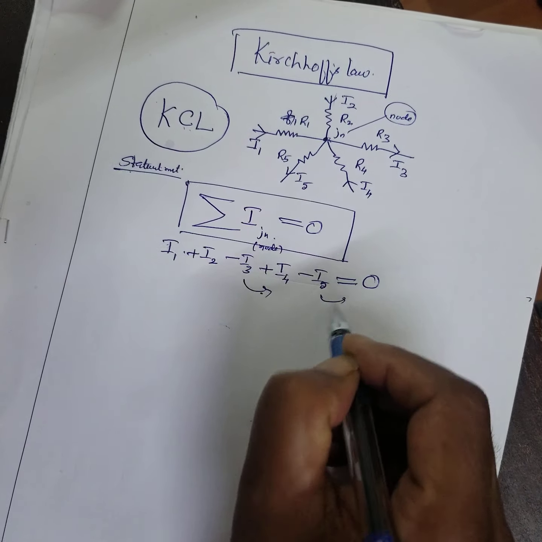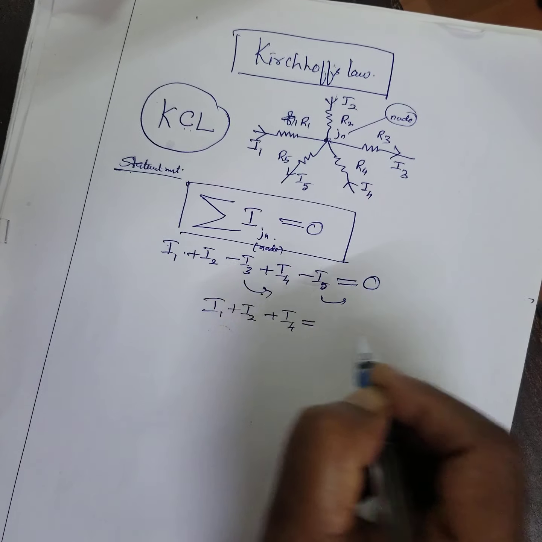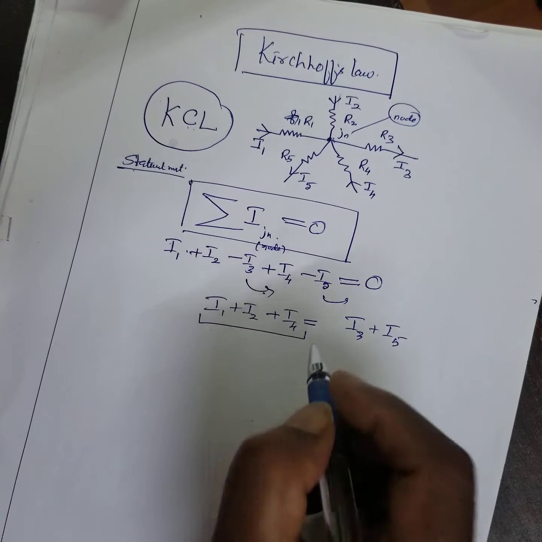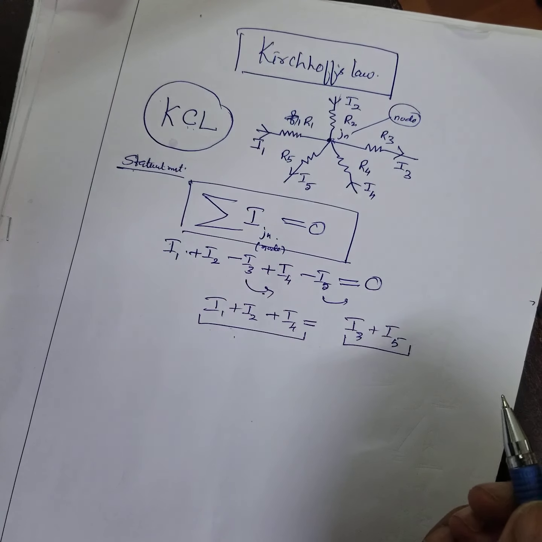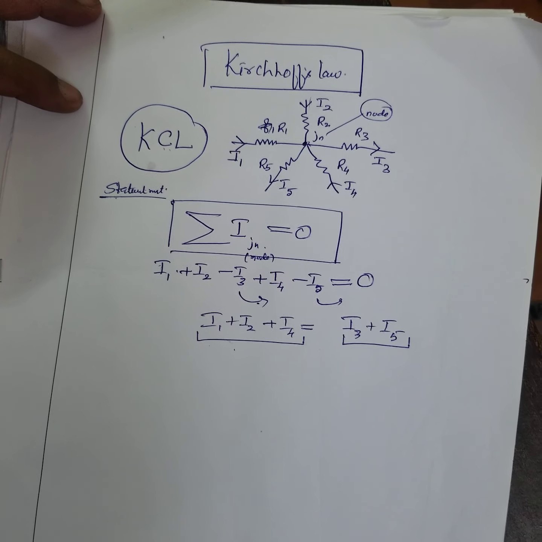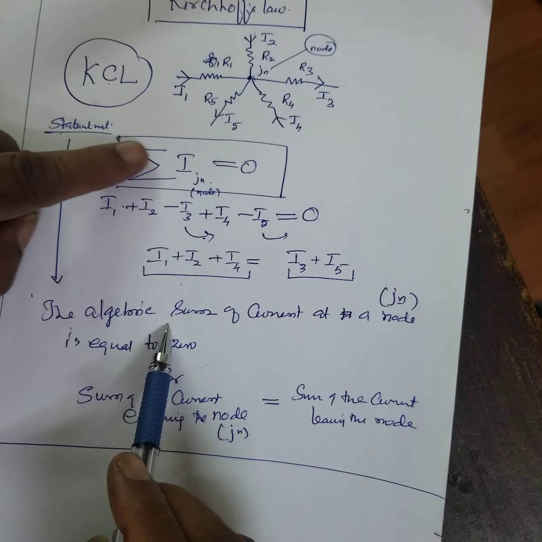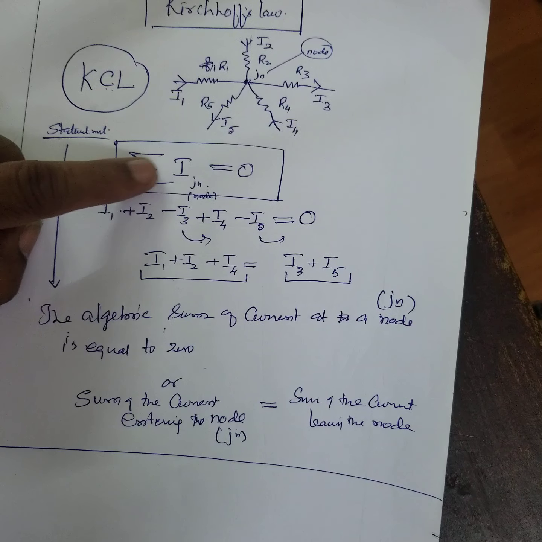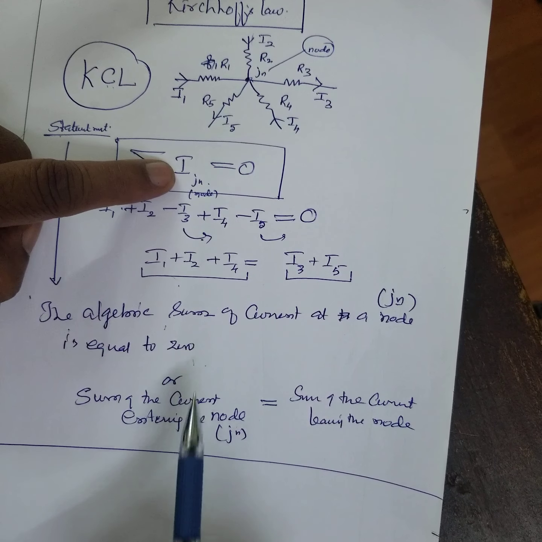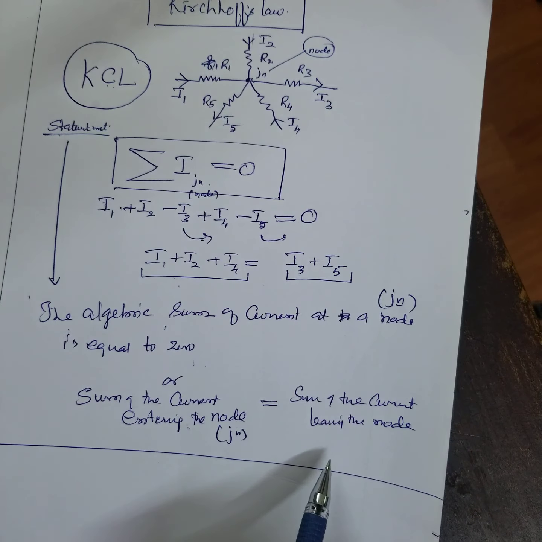Now if I put it this side, you write I1 plus I2 plus I4 equal to I3 plus I5. In other words, the sum of the current entering the junction is equal to the sum of the current leaving the junction. Understood? I have written both statements: the algebraic sum of current at the junction or node equal to 0, or the sum of the current entering the junction is equal to the sum of the current leaving the junction.